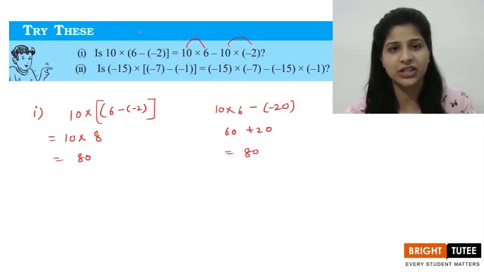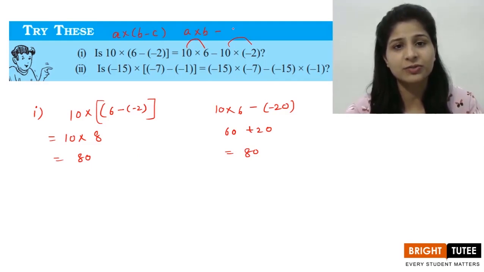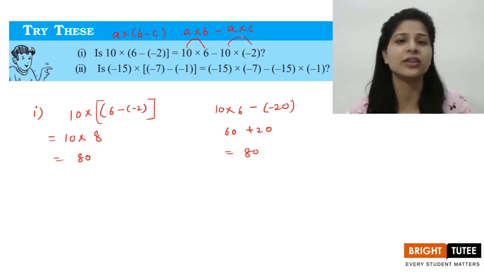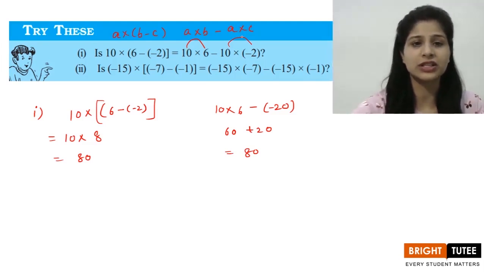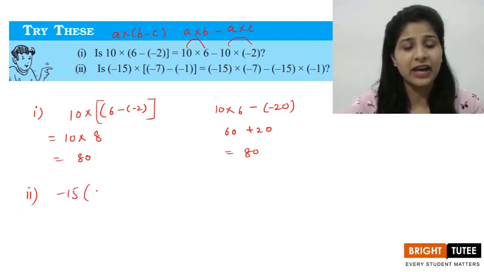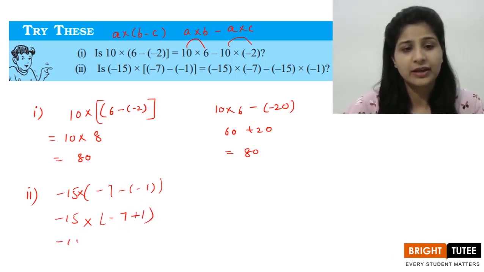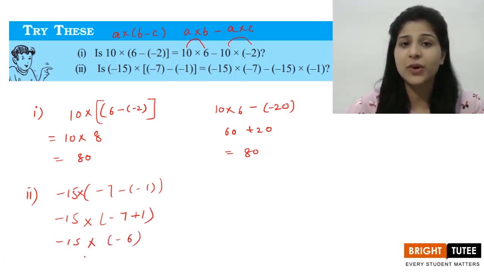As we have done for addition, we can say it for subtraction, that a cross b minus c we can write as a cross b minus a cross c, and it is verified using this example. Next also, students, we can verify the second part. Minus 15, and then we have minus 7 minus of minus 1. See, minus 15, we have multiplication sign, minus and minus will become plus. Minus 7, minus minus would be plus 1. Minus 15 into minus 7 plus 1 will give you minus 6. Negative will give you a positive answer in multiplication. 15 into 6 is 90.